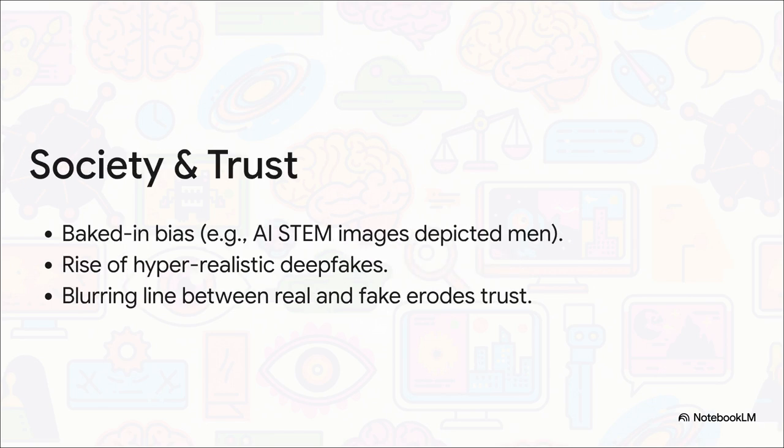Next up, we have to look at society and trust. AI models can sometimes inadvertently reinforce deeply ingrained societal biases, purely based on the nature of their training data. As an example, a recent study found that when an AI was asked to visualize STEM professions like engineers and scientists, 75 to 100% of the generated images exclusively depicted men.